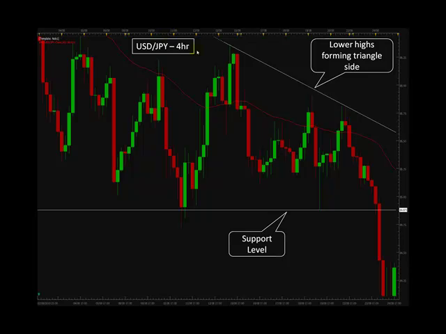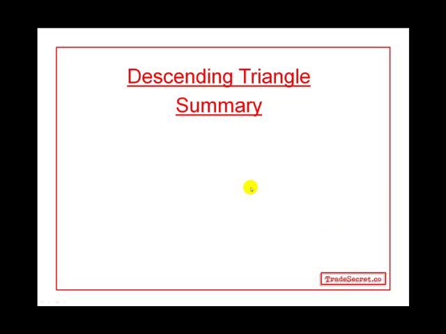And finally dollar yen on a 4-hour chart, forming lower highs, very clear support level around here, and then again breakthrough very sharply short. So descending triangle summary.